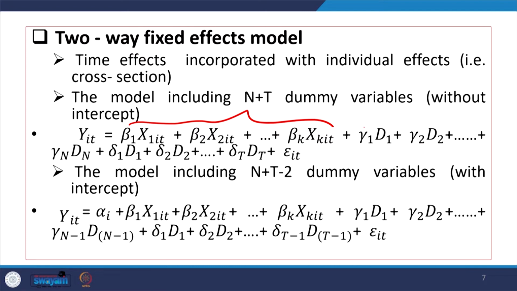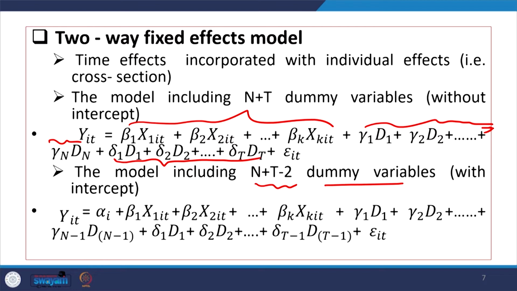So till n, now you can see this is continuing till n without the alpha term. Now we have the time dimensions. Since dummies are defined as n minus 1 and t minus 1, this is basically equal to n plus t minus 2 dummy variables, with the intercept term, if you are including the intercept term.